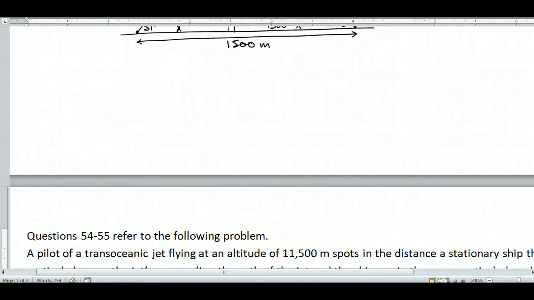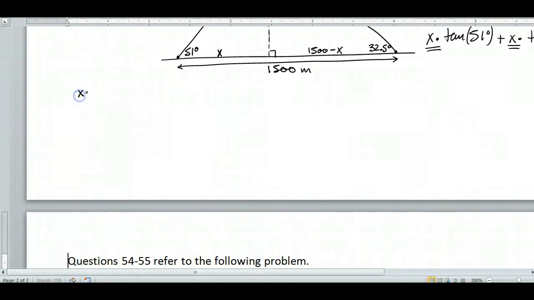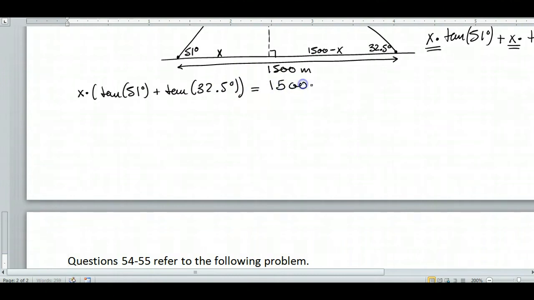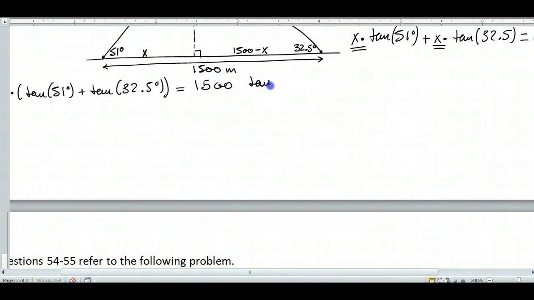Here we go. Let's factor x, as I said. So x times tan of 51 degrees plus tan of 32.5 degrees equals 1500 times tan of 32.5 degrees.